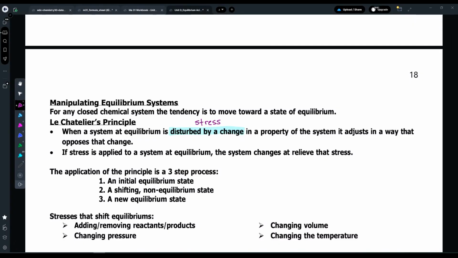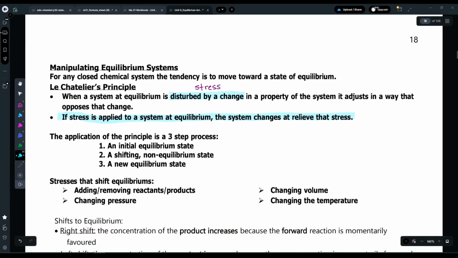when a system at equilibrium is disturbed by a change in a property of the system, it adjusts in a way that opposes the change. Another way to say the exact same thing is, if a stress is applied to a system at equilibrium, the system changes to relieve that stress. How the system changes is it can either shift towards the reactants or shift towards the products.